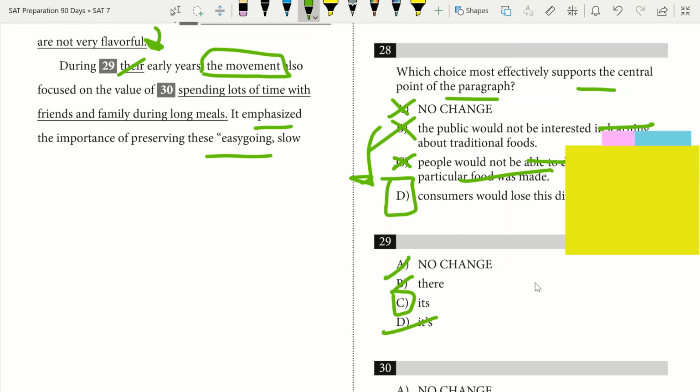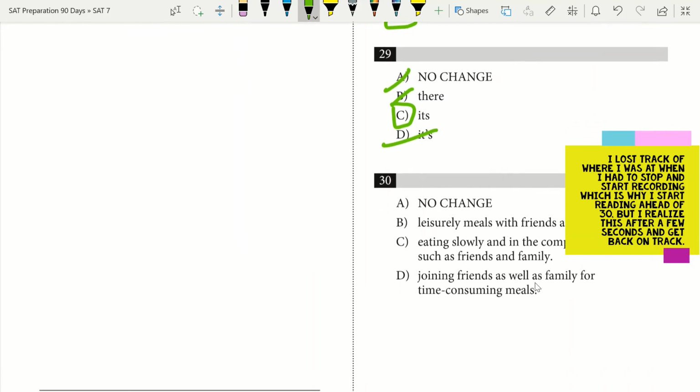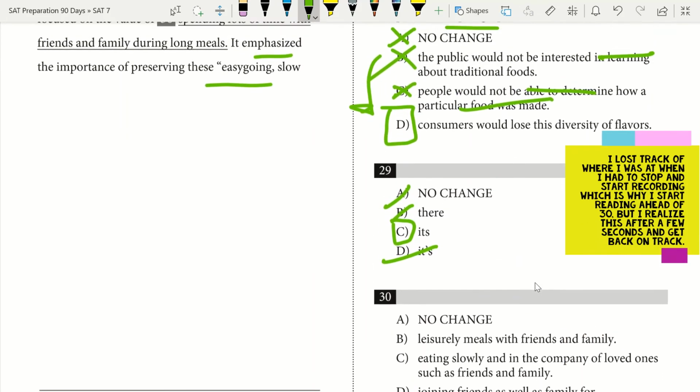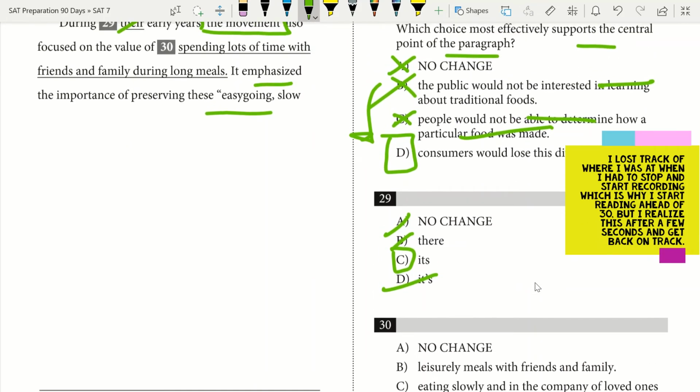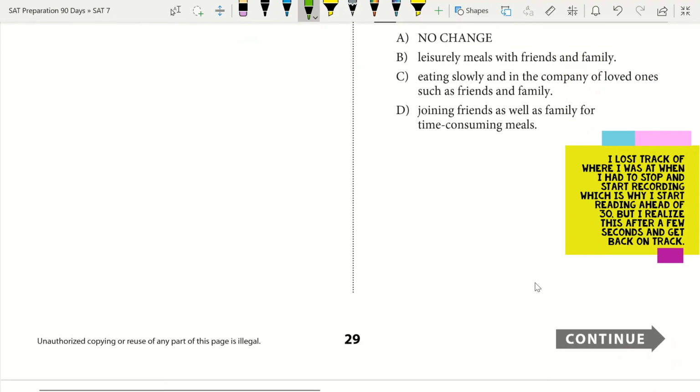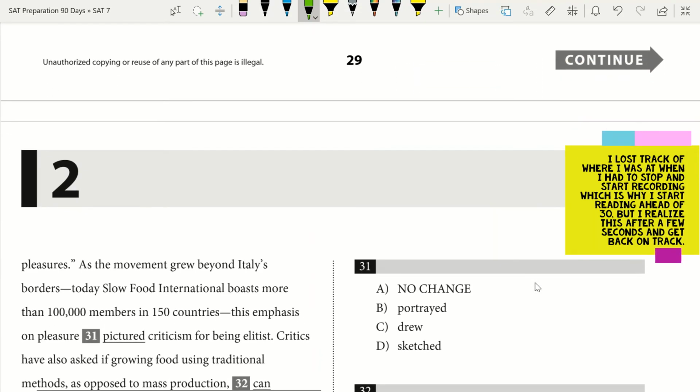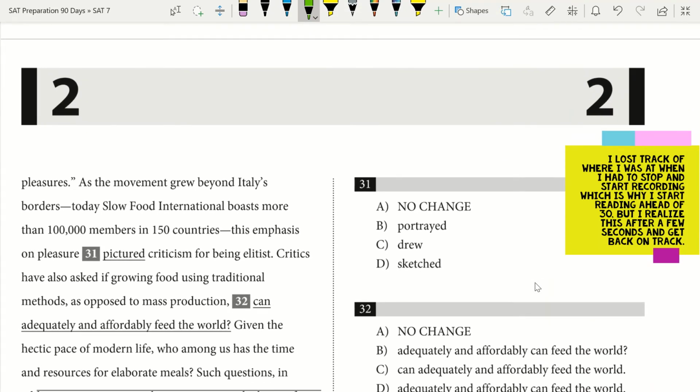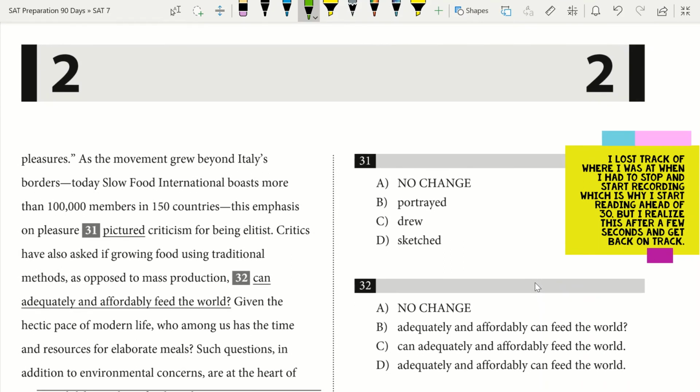All right, so question 30 is where we left off. We have talking about leisurely meals, right? So "emphasizing the importance of preserving easygoing, slow." We've got to go down. We've got pleasures. "As the movement grew beyond Italy's borders, the slow food movement grew to more people. Emphasized pleasure, portrayed criticism for being elitist."